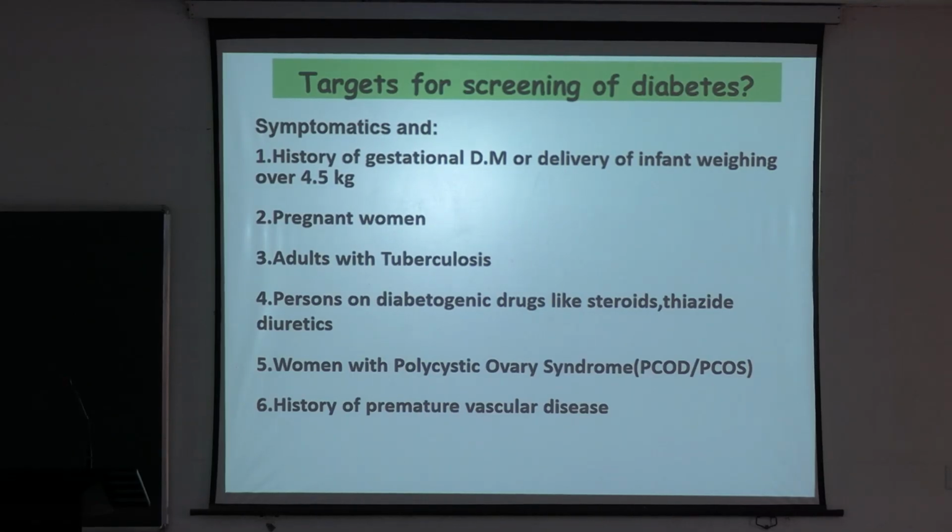Now tuberculosis is another thing which, along with diabetes, is a cross thing. Diabetes tells you to lose weight, tuberculosis tells you to increase weight, because tuberculosis is a wasting disease. Diabetes, on the other hand, you put on weight. So it's a cross, dangerous combination. Diabetes and tuberculosis. Patients on diabetogenic drugs like steroids, thiazides.